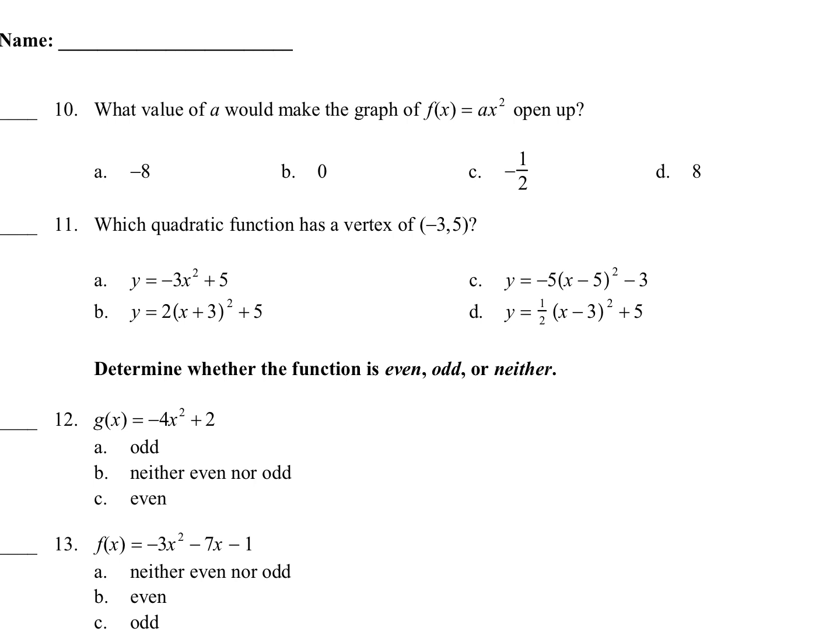For number 10, it says what value of A would make the graph open up? We need A to be positive if it's going to open up. So that would be D. For 11, which quadratic function has a vertex of negative 3, 5? So a vertex comes from what we add on the inside and what we add on the outside, but we change the sign of the inside. So that would be plus 3 and plus 5.